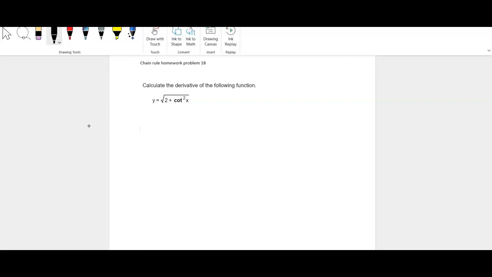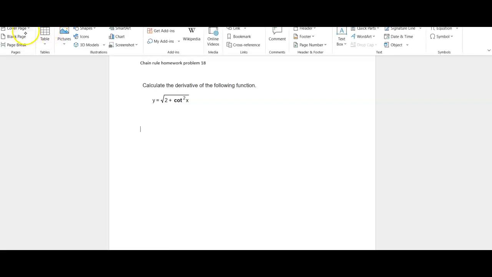Unless they tell you otherwise, whatever variable is there, if there's only one variable, that's the variable you're using to find the derivative. So you want to find the derivative of y with respect to x. We have a square root, so this is a chain rule problem.